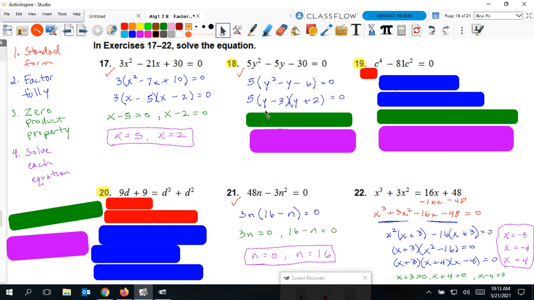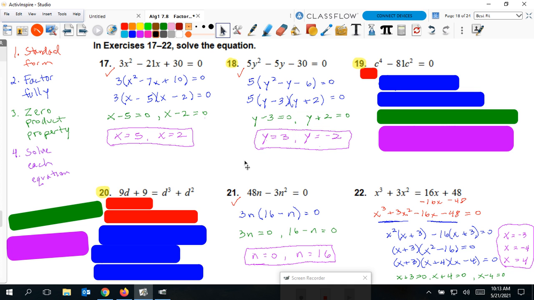Zero product property, since this 5 has no variable, we don't need to worry about that anymore. It's just y minus 3 equals 0, y plus 2 equals 0. So your answers there would be 3 and a negative 2. You'll add 3 on this one to get y equals 3, subtract 2 here. Number 19, already in standard form, check, so you didn't have to do anything there.